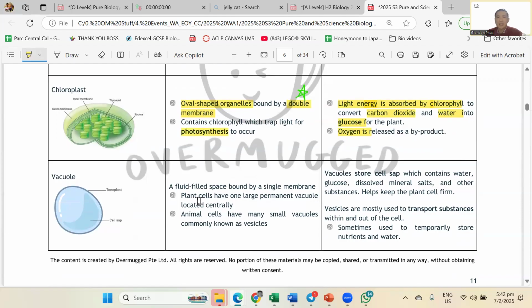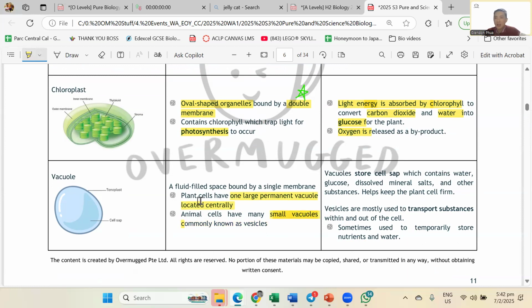Okay. Now, next one, vacuole. This one is literally just a water ball. So in animal and plant cells, a bit different. Animals need a lot of water. So plants just have one large permanent vacuole in the middle. It's like their reservoir. Animal cell got many, many small balls, many small vesicles around. That's all.